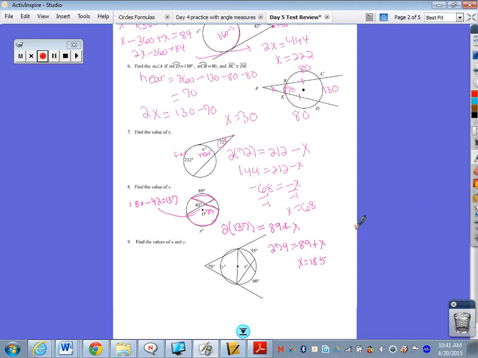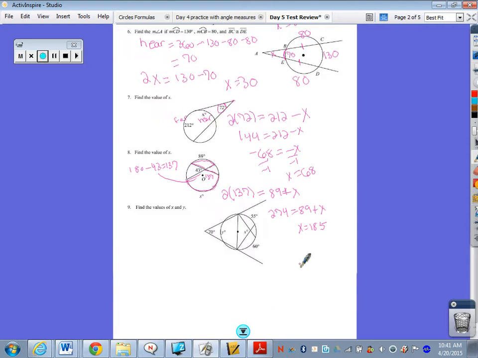So if you're looking at Miss Brown's answer key, she's just off by 1. So make sure you fix that answer.